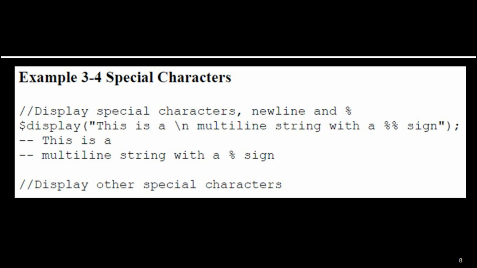Next, some special characters we are going to use. Display the special characters and new line. Then percentage. So $display, open bracket, double quotes, this is a \n. The \n is used for the next line, a multi-line string with a percentage sign. We have already studied in the last session that if you use %%, it will display a percentage sign. Then the result will be: this is in the first line, then \n represents the next line, then the multi-line string with a percentage sign starts at the next line. So this is how to display the special characters. Likewise, we use the display system task in our Verilog programming.